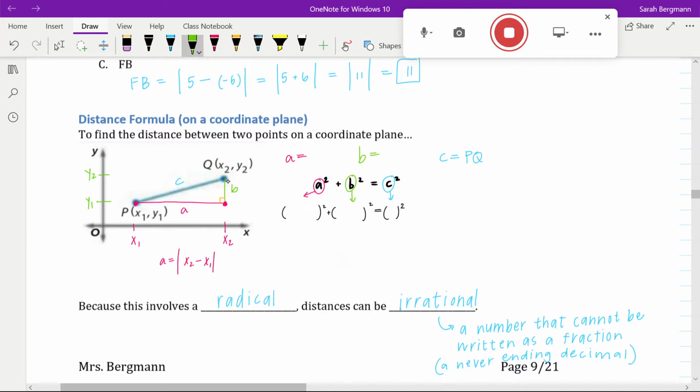Similarly, for B, the endpoints have the values y2 and y1. So similarly, B would be equal to the absolute value of y2 minus y1. I'm going to write those over here.